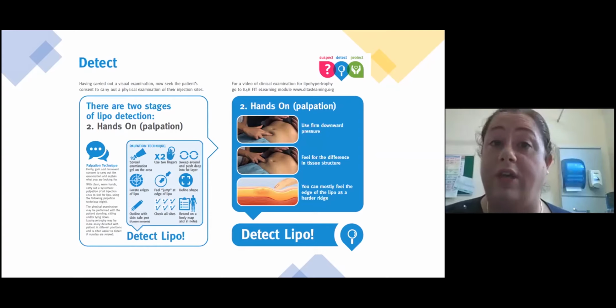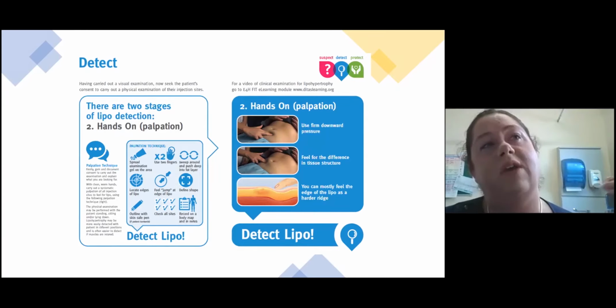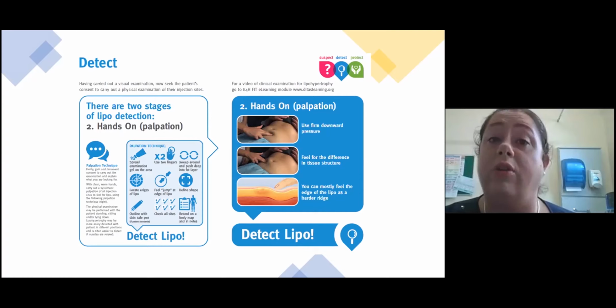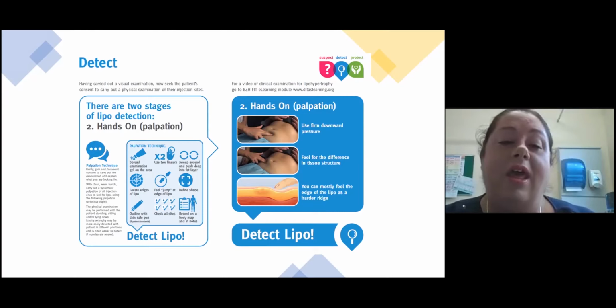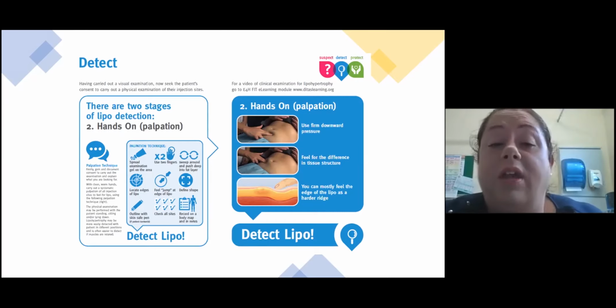And then when you do find it, I always ask the patient or the child to palpate as well, and for them to be able to feel it. I think once they have done that, then they know what it feels like, and they know what they're looking for at home. Plus, they're more inclined to then look for it at home. Important to check all sites of the patients as well. They might just tell you it's their tummy, but they could be using their abdomen, their buttocks, or their thighs.